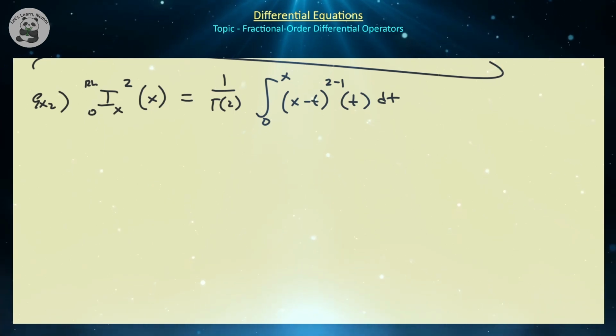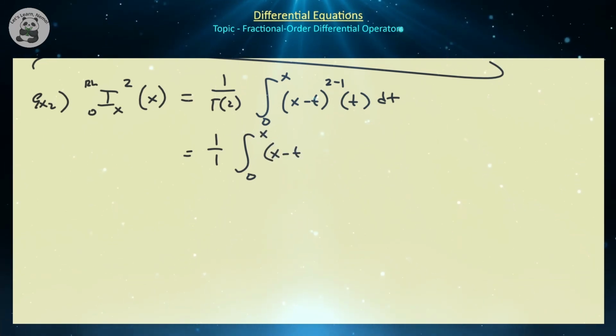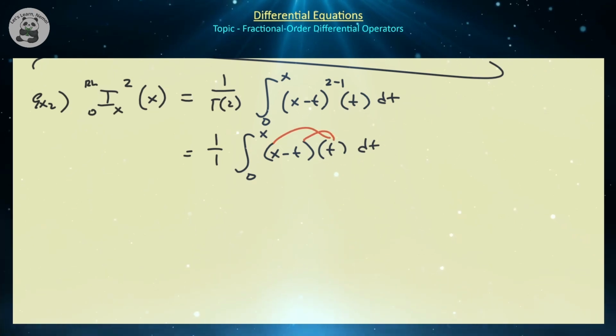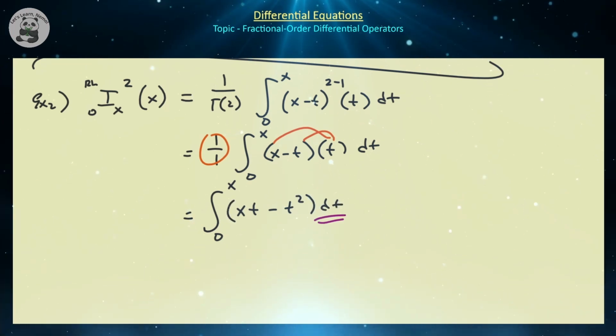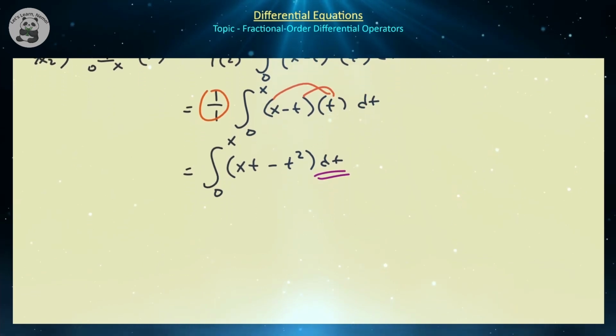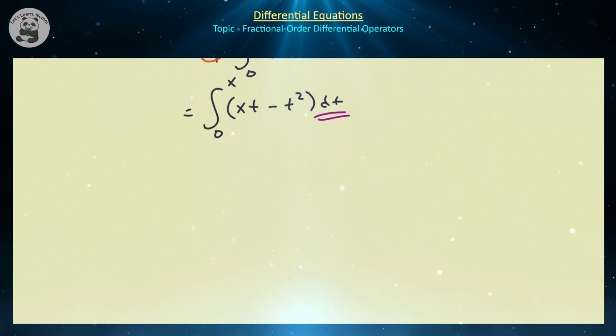So 1 over gamma of 2, that's going to be equal to 1 factorial, which is going to be equal to 1, times the integral from 0 to x of (x minus t) to the power of 1 times t dt. And then we're just going to distribute that t in, which is pretty nice. So what we have here is the integral from 0 to x of xt minus t squared dt. And keep in mind, this is a t integral, so x is a constant as far as this integral is concerned. So this is going to be equal to what?